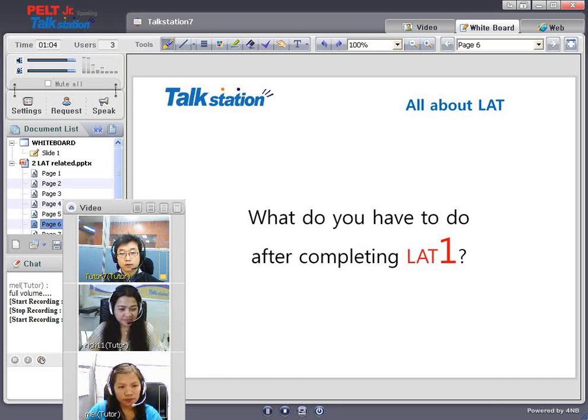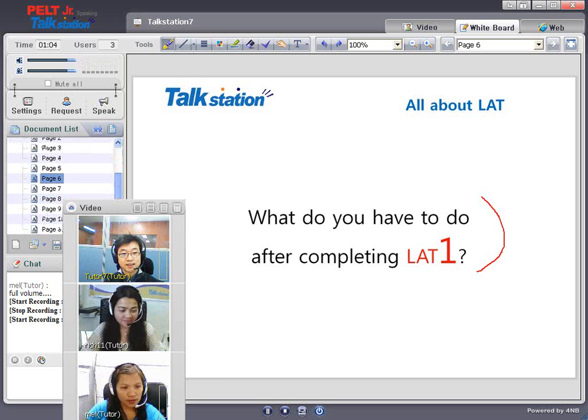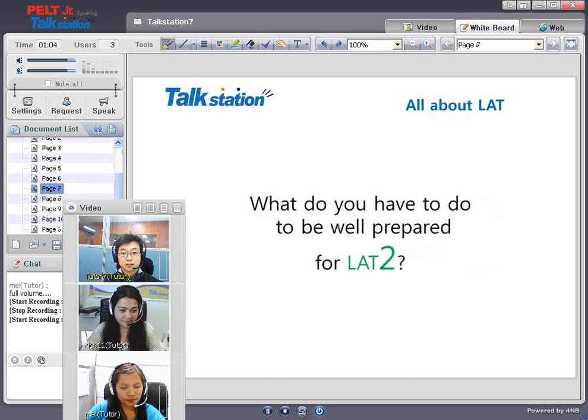This question is already answered, I guess, right? After LAT 1, the tutor needs to assess their student's level, and the tutor needs to recommend an appropriate book for the student. So the second LAT tutor could use that information for their second LAT. What do you have to do to be well prepared for LAT 2 then?